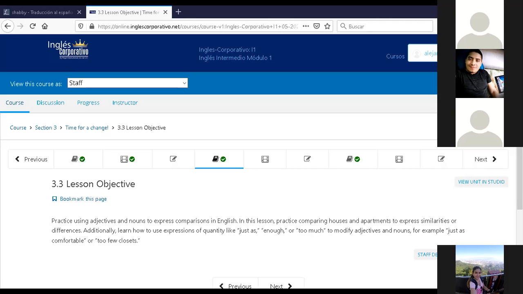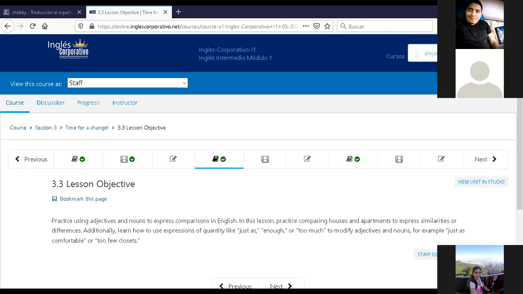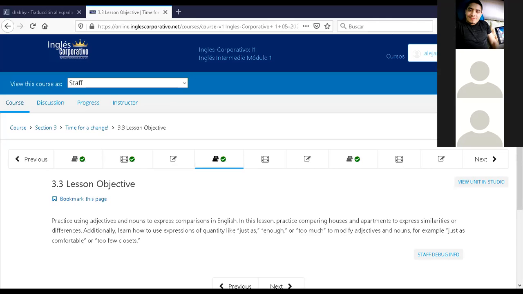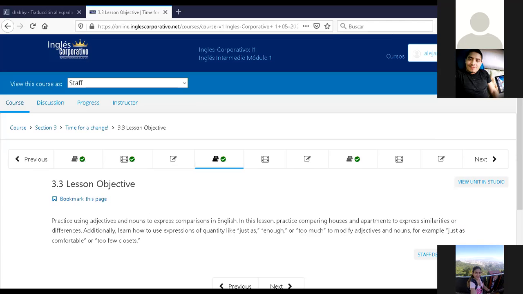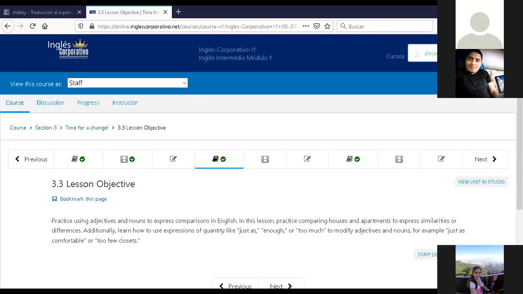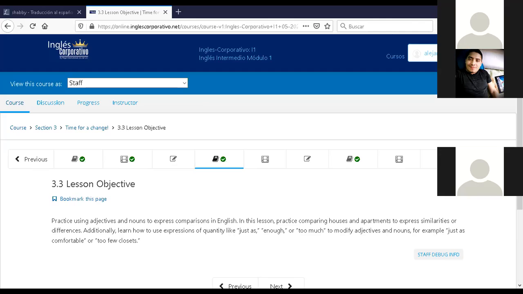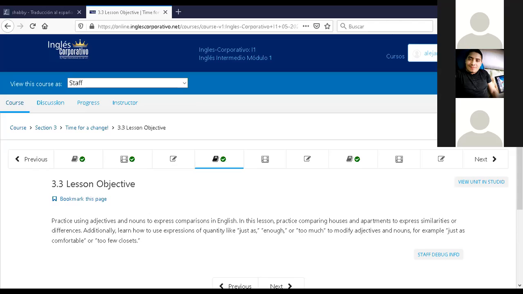In this lesson, practice comparing houses and apartments to express similarities or differences. Additionally, learn how to use expressions of quantity.